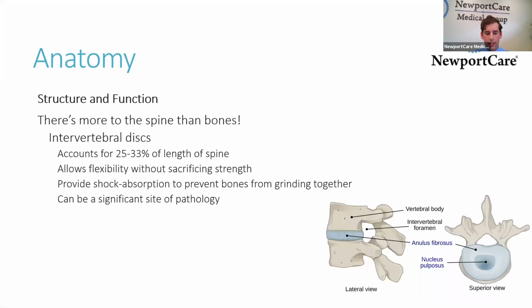The spine is comprised of many other components other than just bones, though, and a very important aspect of the spine is the intervertebral discs. They can actually account for a very significant portion of the spine. Up to a third of the length of the spine is composed of these discs. And the discs allow for flexibility without having to sacrifice strength in the spine.